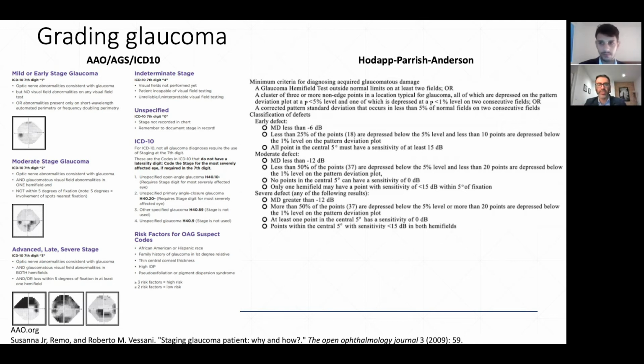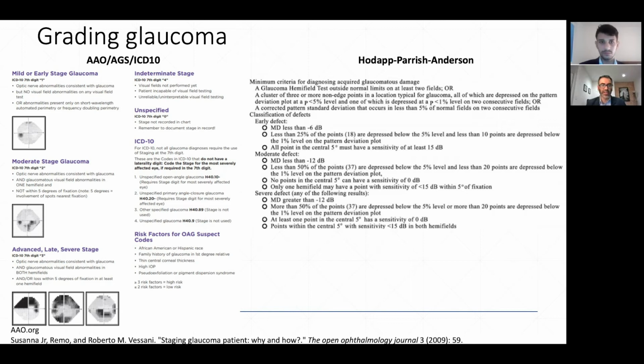So, I think it's one of those things that, from an academic standpoint, this is what we teach our students. We talk about the Hodapp-Parrish-Anderson grading systems. And I think when it comes to classifying glaucoma, from an academic standpoint, that's really what our students know, really what our students learn. But when they do get to me in their fourth year of clinic and they're in my glaucoma service, I usually sort of show them the Academy of Ophthalmology and the AGS grading scale, because as you can see, it actually does talk about the ICD-10 codes.